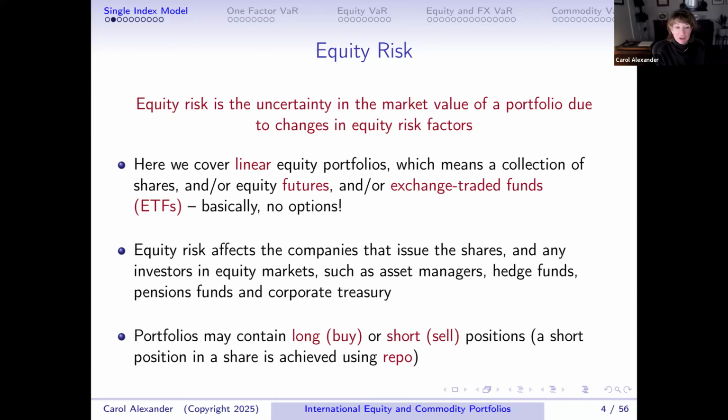So these are a collection of shares. We can write the portfolio return as the weighted sum of the asset returns, or equity futures, or exchange traded funds, also called ETFs. And all these portfolios have a risk factor mapping that is linear. It's based on linear regression. So we can use the normal VAR model, which applies to linear portfolios, and the historical VAR model, which applies to any type of portfolio.